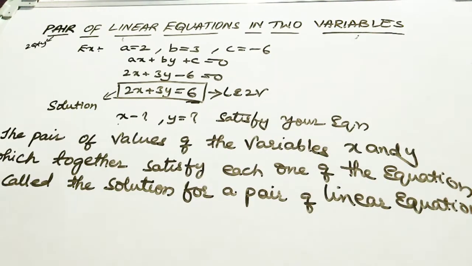What is the definition of solution? I already said that the values of the variables, meaning the values of x and y. That is your variable. The pair of values of the variables x and y which together satisfy each one of the equations is called the solution for a pair of linear equations. It must satisfy your equation, meaning left hand side must be equal to right hand side, then that solution is correct. Let's do some problems. How to find the solution for a linear equation?